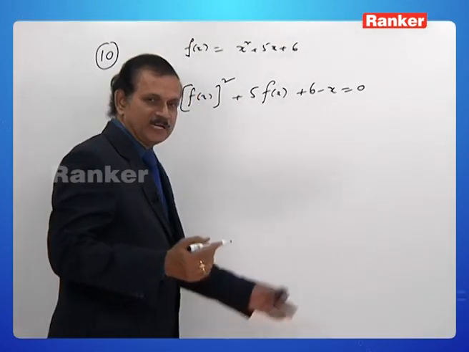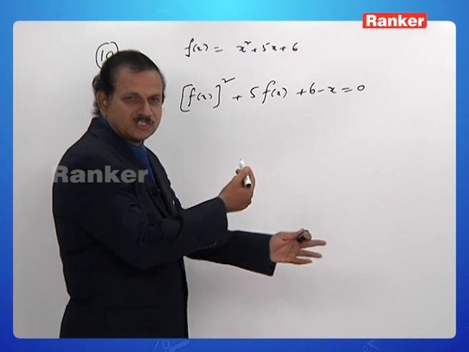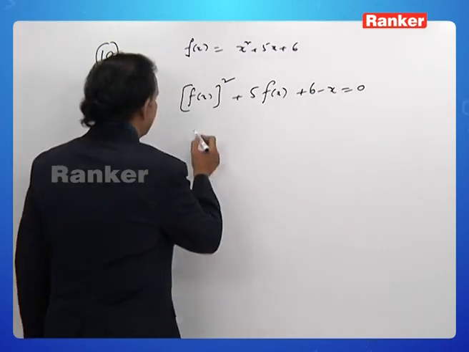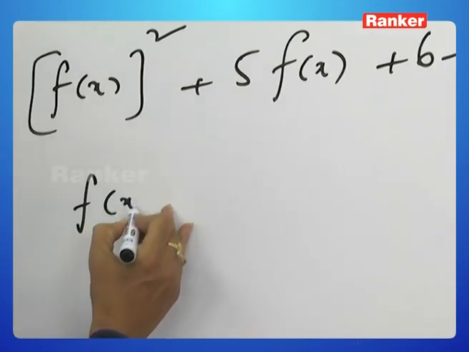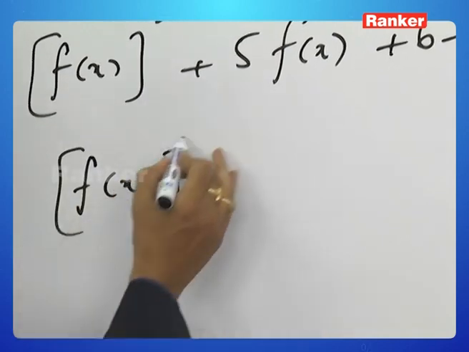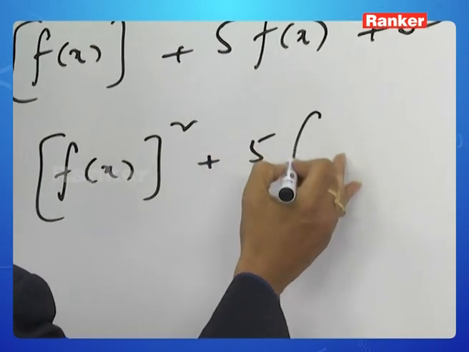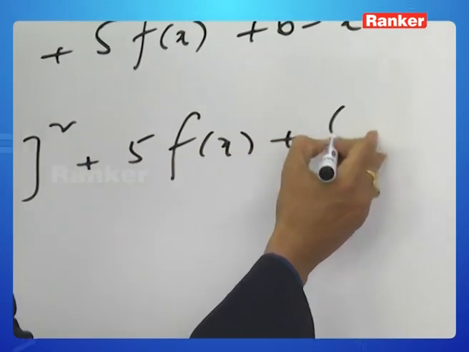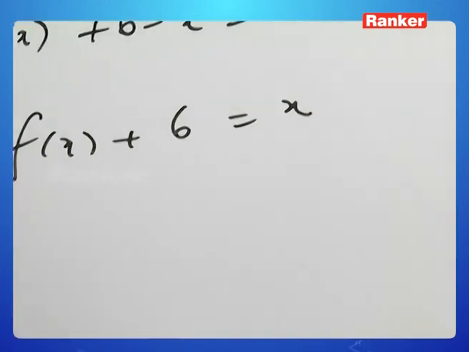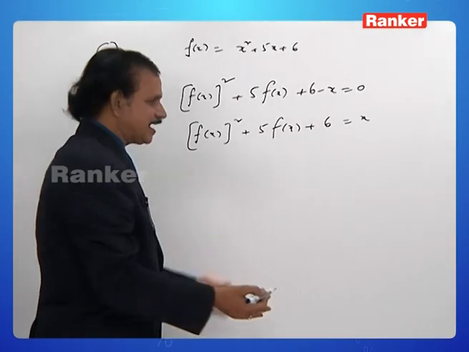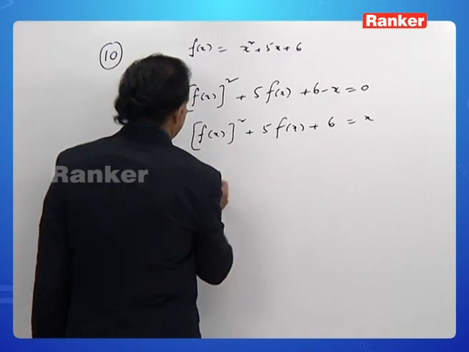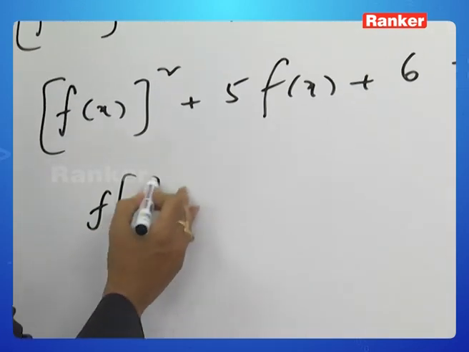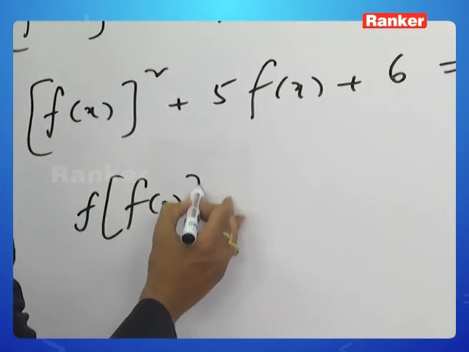Here, of special interest is the case with this problem to observe. You observe this equation carefully. f of x whole square plus 5 into f of x plus 6 is equal to x. What is the speciality in this step? You observe carefully, it is just nothing but f of x.